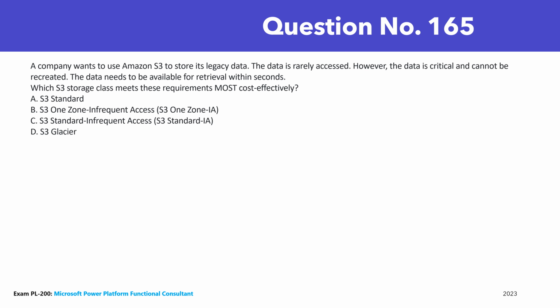A company wants to use Amazon S3 to store its legacy data. The data is rarely accessed. However, the data is critical and cannot be recreated. The data needs to be available for retrieval within seconds. Which S3 storage class meets these requirements most cost effectively? A. S3 Standard. B. S3 One Zone-Infrequent Access, S3 One Zone-IA. C. S3 Standard-Infrequent Access, S3 Standard-IA. D. S3 Glacier. Correct answer, A.